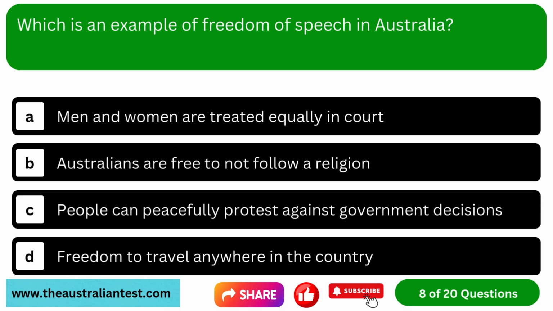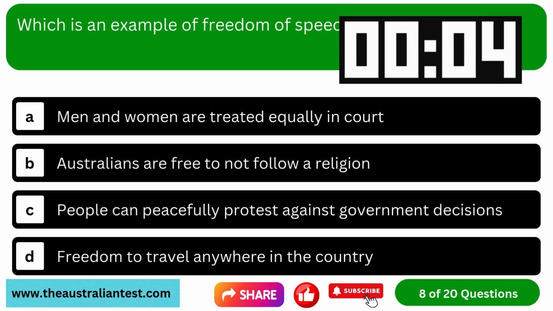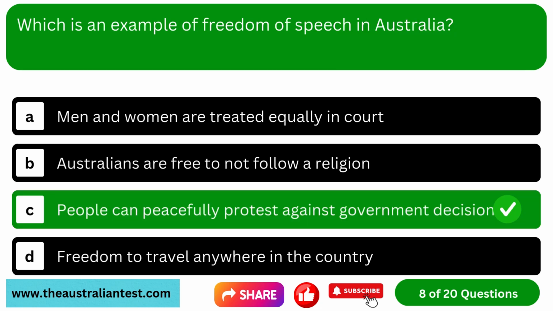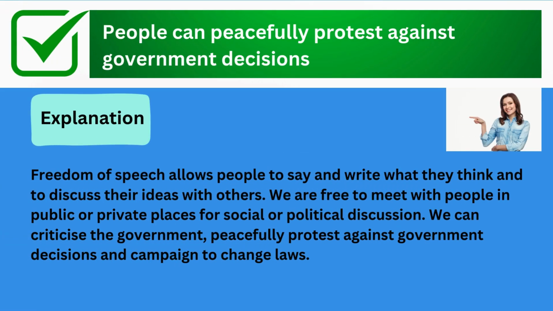Question 8, which is an example of freedom of speech in Australia. Option A, men and women are treated equally in court. Option B, Australians are free to not follow a religion. Option C, people can peacefully protest against government decisions. Option D, freedom to travel anywhere in the country. The correct answer is people can peacefully protest against government decisions.